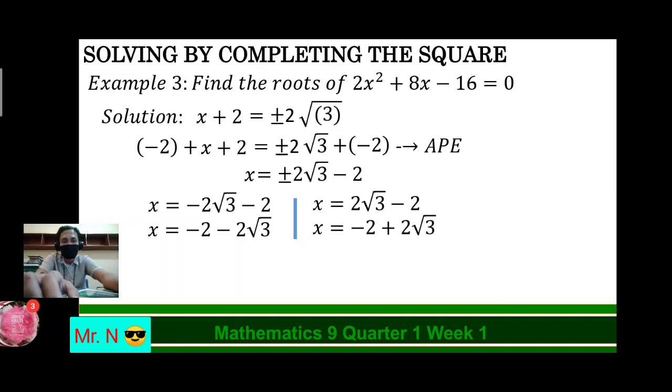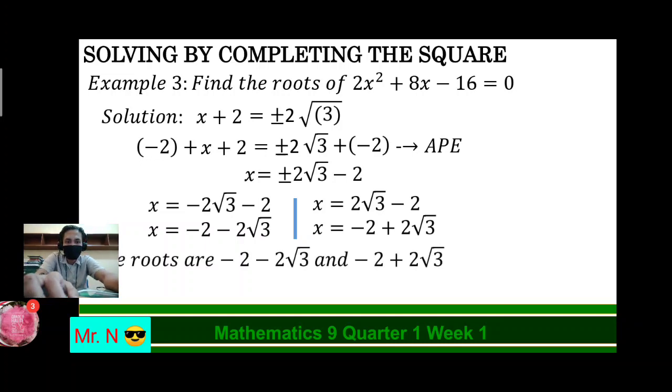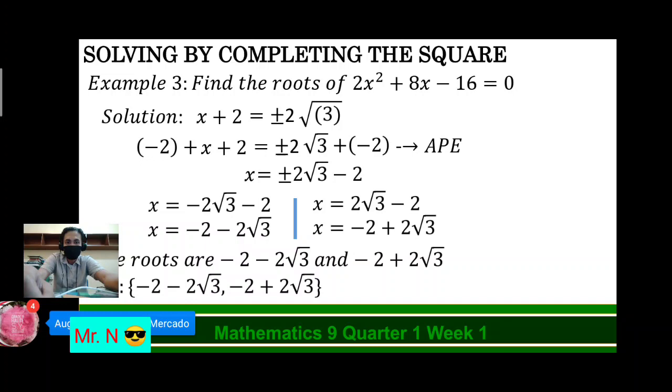Okay? So now we have the solution set. The roots are negative 2 minus 2 square root of 3 and negative 2 plus 2 square root of 3. Or simply, our solution set: negative 2 minus 2 square root of 3 and negative 2 plus 2 square root of 3.